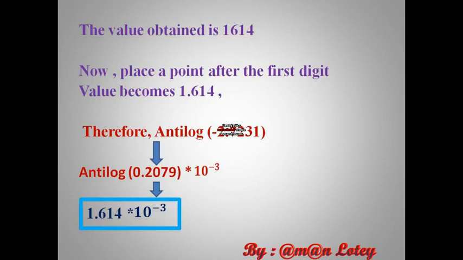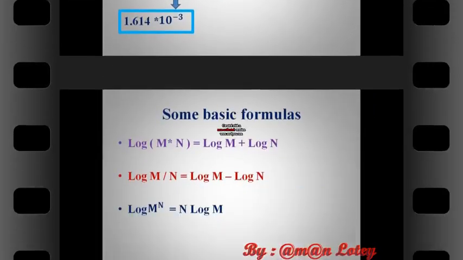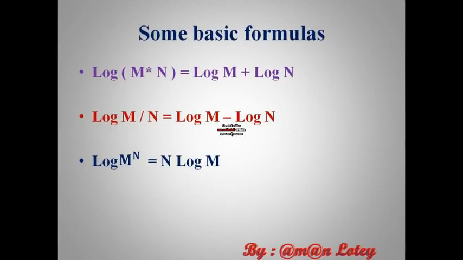In this way, we can calculate the value of log and antilog by using the log and antilog table. Now let us discuss some basic formulas which are used to find the value of logarithm. The first is log m into n, which is equal to log m plus log n. The second is log m by n, which is equal to log m minus log n. And the last is log m raised to power n, which is equal to n log m.